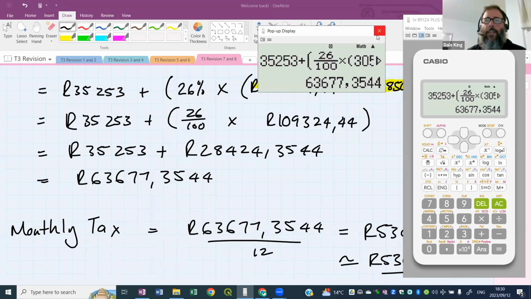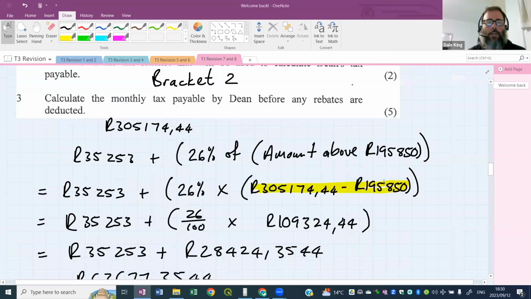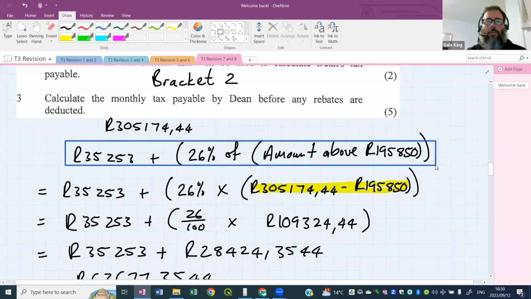Sorry, sir, but I'm also trying to understand now. Why did we take the annual income and subtract it with the 195,850? No problem. So if we look at the tax table here, this comes straight out of the tax table from SARS's website.